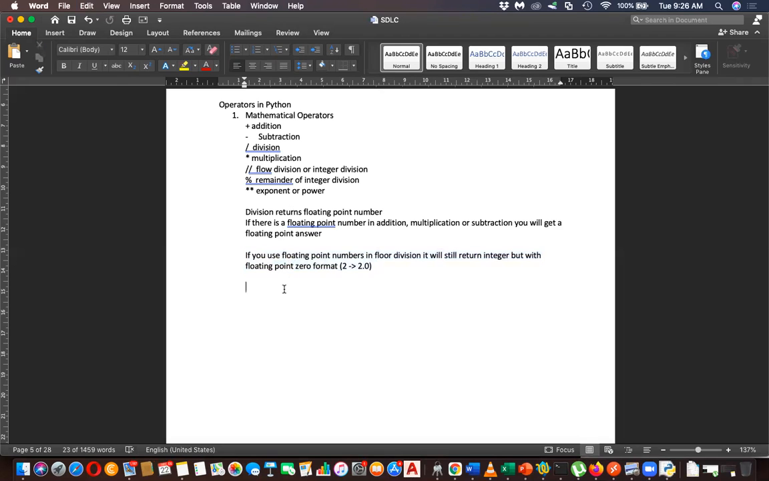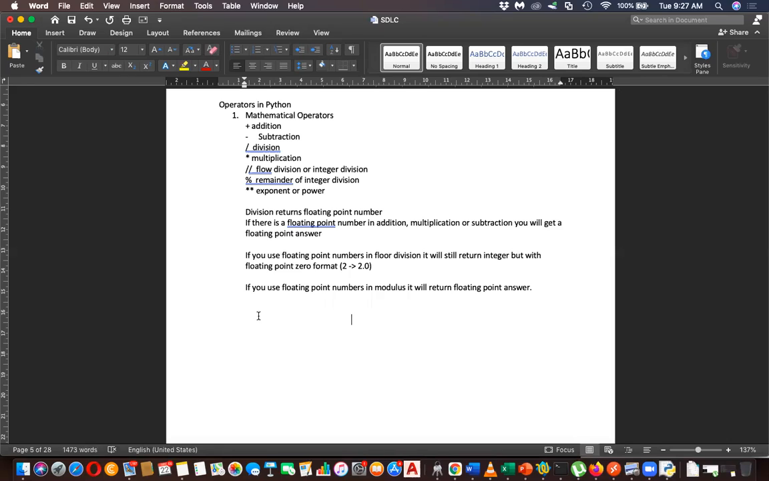And the other way, if you use floating point numbers in modulus, it may return a floating point answer. If you use floating point numbers in modulus, it will return a floating point answer.